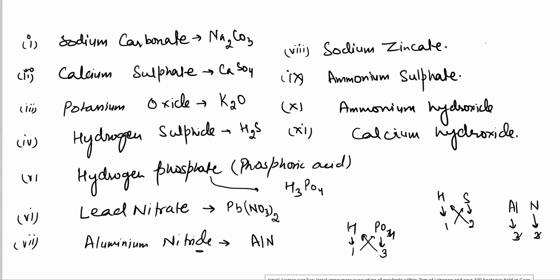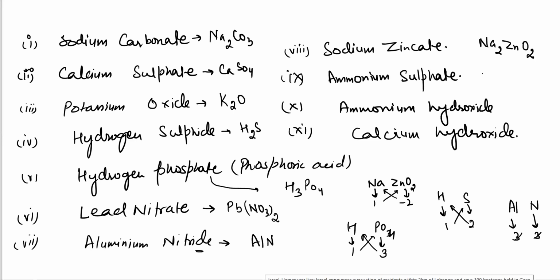Okay. Sodium zincate is Na2ZnO2, because sodium has +1 valency and zincate, ZnO2, has -2. You cross multiply, you will get Na2ZnO2.